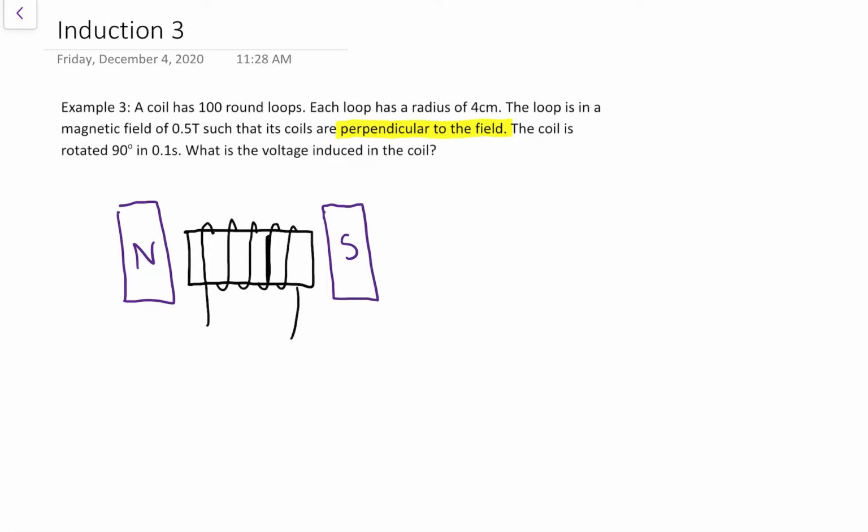The loops are kind of in the up-down direction, and the magnetic field lines are in kind of the left-right direction. In a situation like that, even though the word perpendicular is in there, really what that means is that the angle between the coil and the magnetic field is 0 degrees. Remember, we always talk about the direction of the coil as the normal. So the normal would be pointed kind of left-right. The magnetic field lines are also pointed left-right, so we could call that an angle of 0 or even an angle of 180.